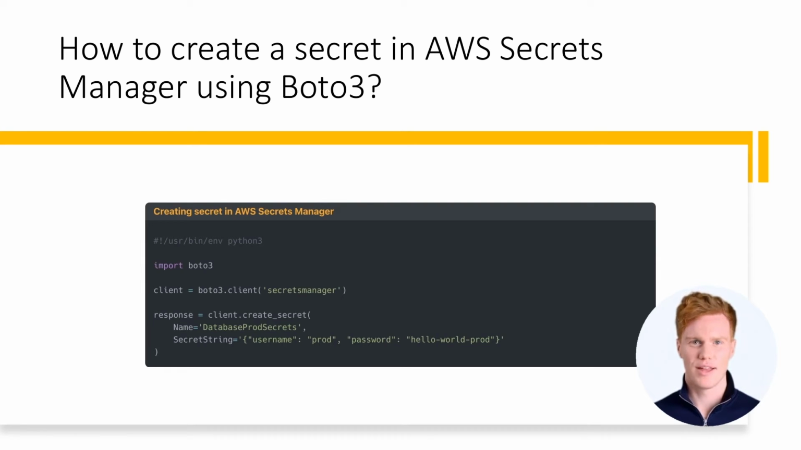To create a secret in AWS Secrets Manager using Boto3, you can use the create_secret method. This method requires a mandatory name argument to set up the secret name, and the secret string or secret binary argument. If you use the secret string parameter, you need to provide the secret information in the form of a text string. On the other hand, if the secret binary parameter is used, you need to use binary data.